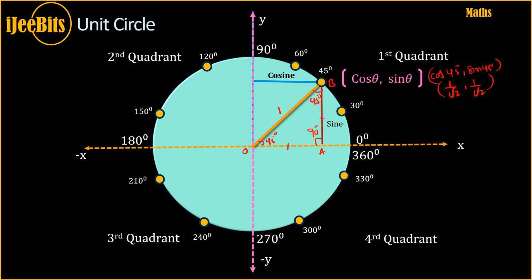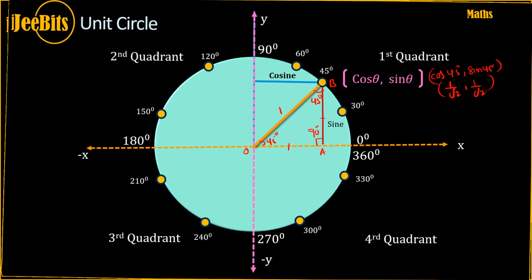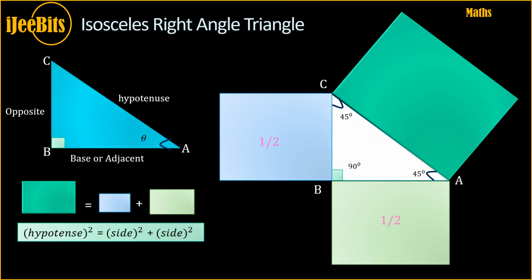Let's see how these values can be found. All right, so we know this is a right angle triangle, and then 90, 45, 45, right? So this is an isosceles right angle triangle that we know. And then we also talked about AC being the radius of the unit circle, which is 1 unit. Correct, no? 1 unit. So let me put the value 1 unit.